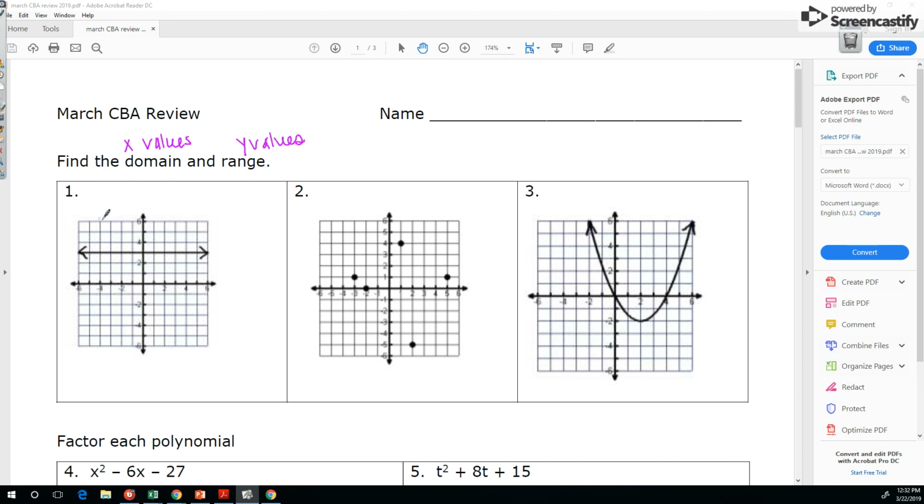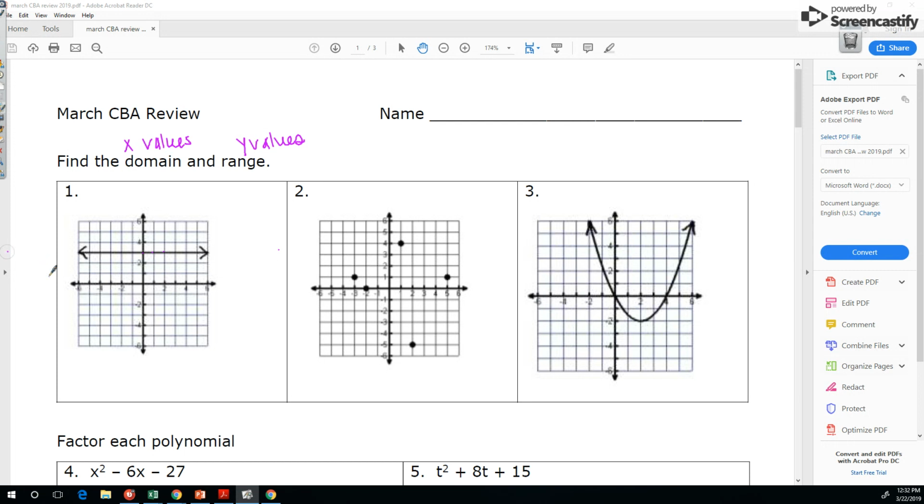So when I look at my domain, I see 0 has a point right here, and 1 has a point right here, and 2 has a point right here. Every single x value I can think of, even if I thought about what would happen when x is 10, like all the way over here, my graph's going to be right there. And what happens at negative 20?